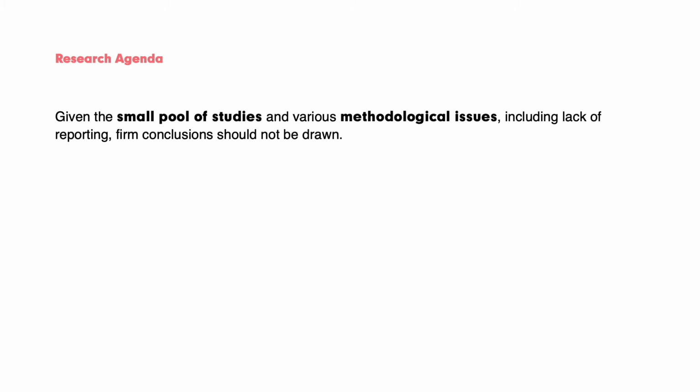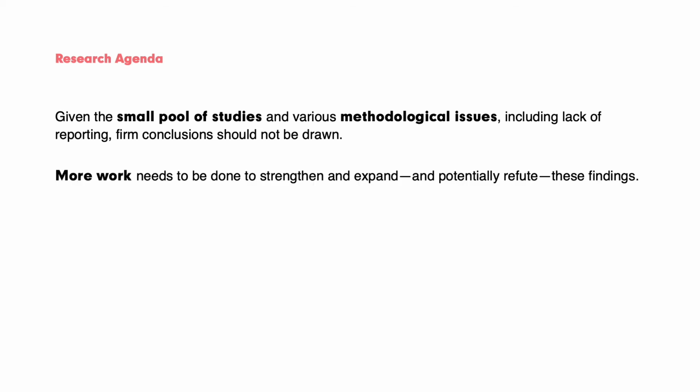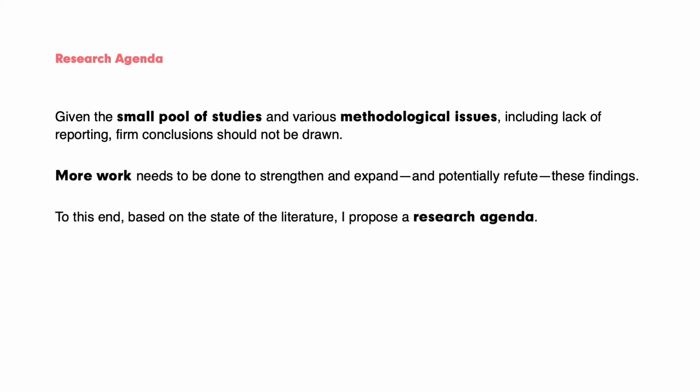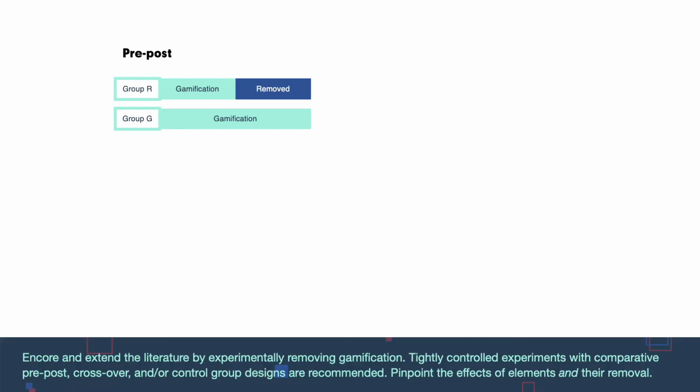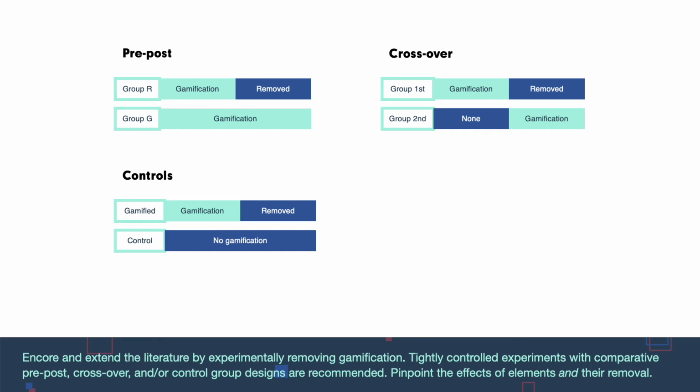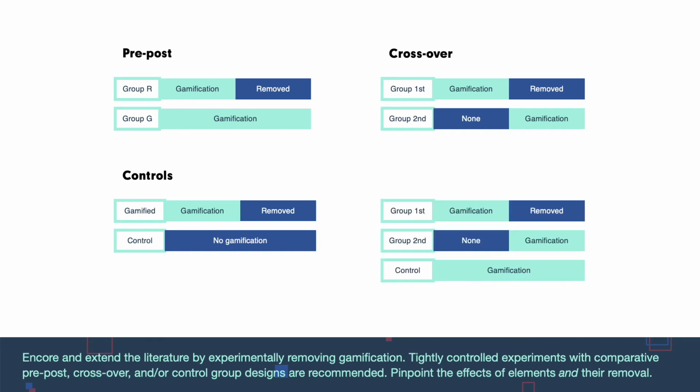Given the small pool of studies and various methodological issues, firm conclusions should not be drawn. More work is needed to strengthen and expand and potentially refute these findings. To this end, based on the state of the literature, I propose a research agenda. We need to extend the literature by experimentally removing gamification. Tightly controlled experiments with comparative pre-post, crossover, and/or control group designs are recommended.